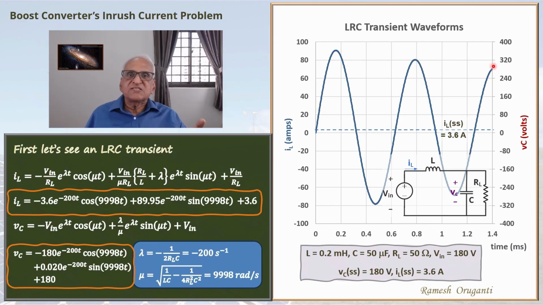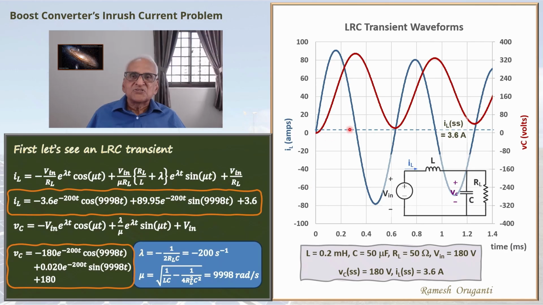Likewise, we can plot the Vc waveform. Here in the Vc waveform, you can note that the second term is negligible. The amplitude is only 0.020. The waveform is the negative of an exponentially decaying cosine function shifted by the amplitude. So you can see that the waveform will have a wave shape as shown. The steady state value will be 180 volts, that is Vin here. So this is the transient you can expect if you have an LC and RL circuit fed by Vin with the values of the components being the same as that of the boost converter.